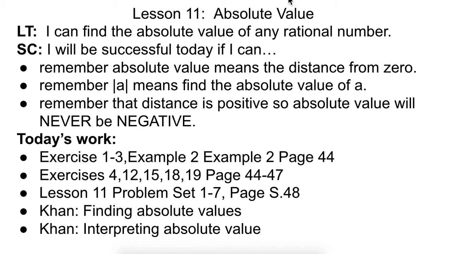Today we're going to learn about how you can find the absolute value of any rational number. Now, a couple of things to remember is absolute value means the distance from zero. So that's what we're going to be finding, how far the number is from zero. The symbols we'll be looking at are the absolute value. Remember that these straight lines mean find the absolute value of the number.